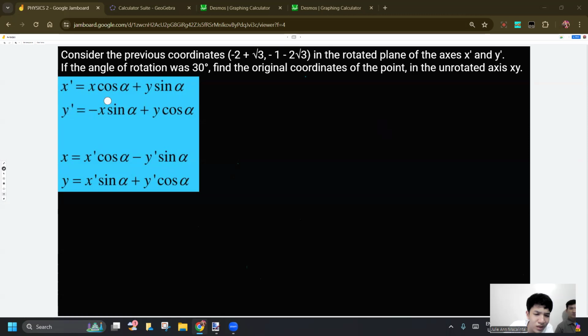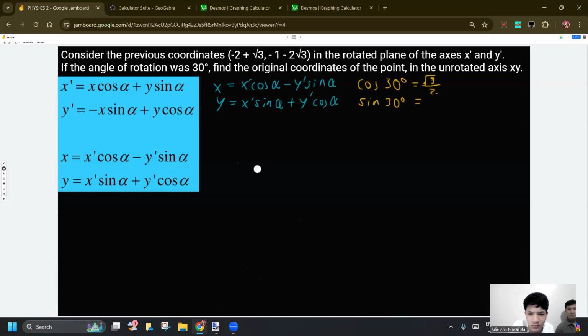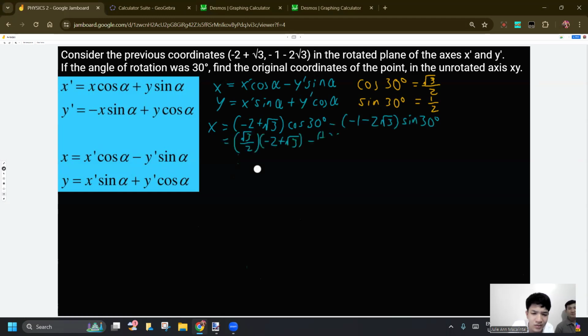So we use this formula at the bottom. From x prime and y prime, you can get the x and y. Cosine 30 degrees is root 3 over 2 and sine 30 degrees is 1/2. Now substitute the x, and that's just equal to 2. And then for y, substitute the angles and the points.